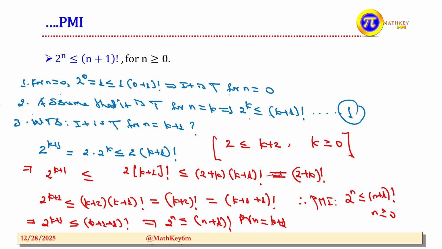Since from the assumption here we have 2 to the power of k less than or equal to k plus 1 factorial. Now 2 to the power of k plus 1 means what? 2 times 2 to the power of k. Then we multiply both sides by 2.